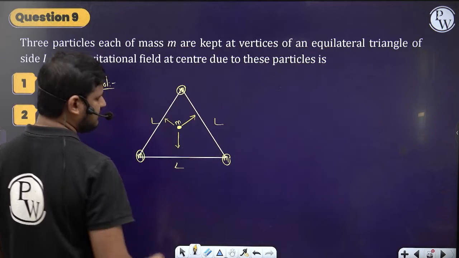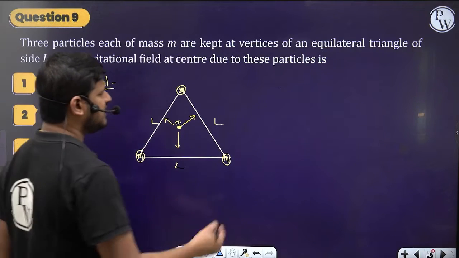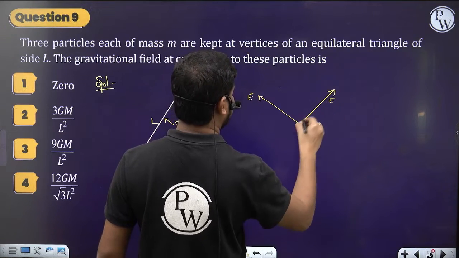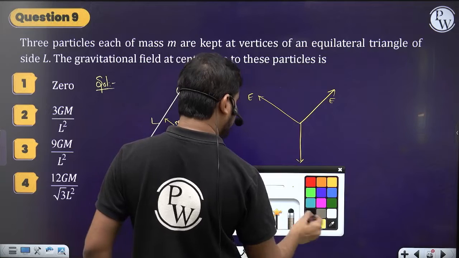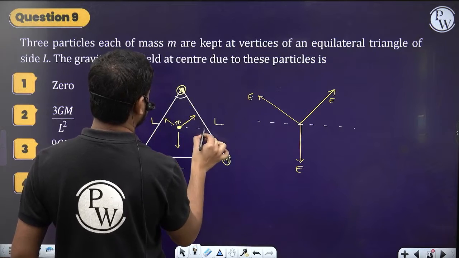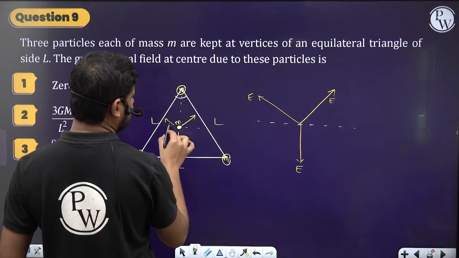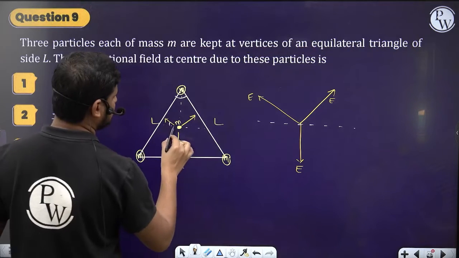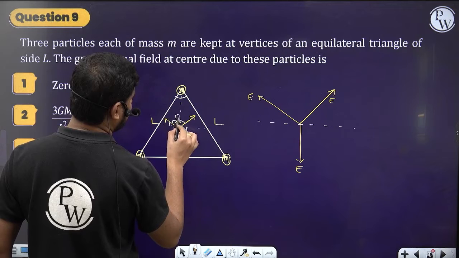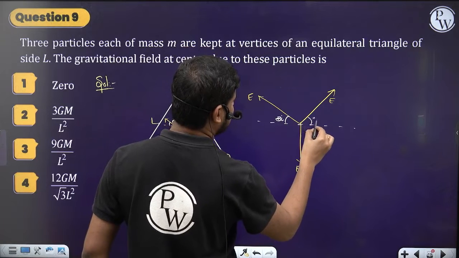So the gravitational field intensity due to these particles will be in this direction. Again the same thing as the previous question. So here E, here E, and here E, right? If you draw a line here, this is 60 degrees. Then if you draw a line here, this becomes 30 degrees and 30 degrees, because this total is 90 and this total is 90. Then this angle will be 120, so obviously this should be 30 and this should be 30. So this angle is 30 degrees and this angle is 30 degrees again.